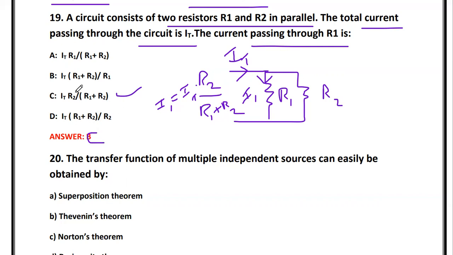I total times R2 divided by R1 plus R2. If you want to find the current flowing through R2, it is the total current multiplied by the opposite resistance R1 divided by R1 plus R2. A is the correct option if the current flowing through R2 is the question.